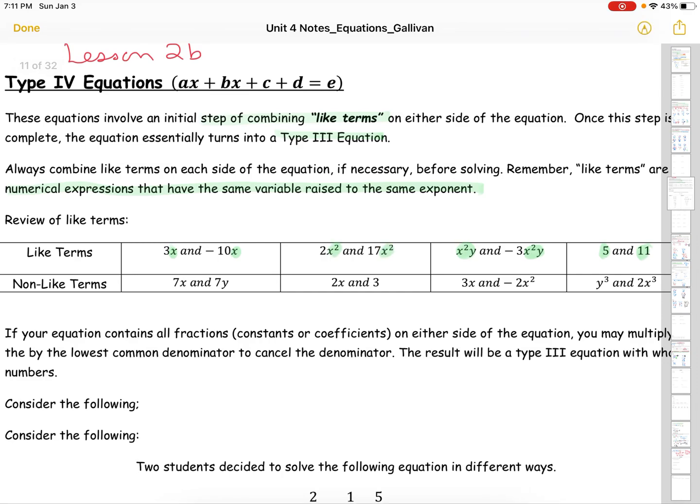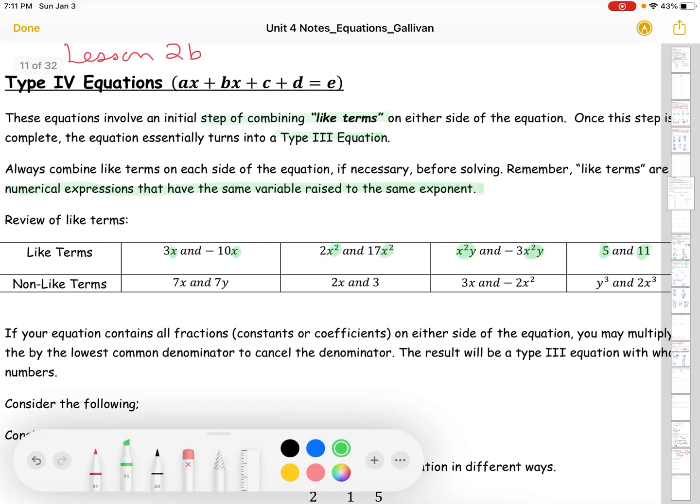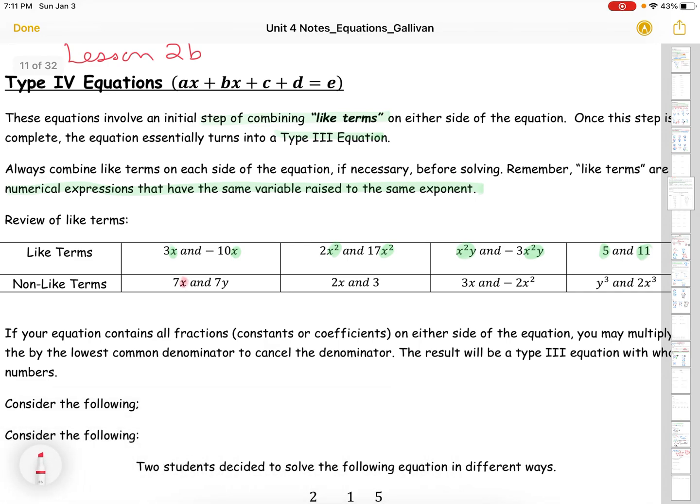If, however, the variables are different, like x and y, those would be unlike terms. X and x squared, unlike. Okay, I usually say unlike, not non-like.